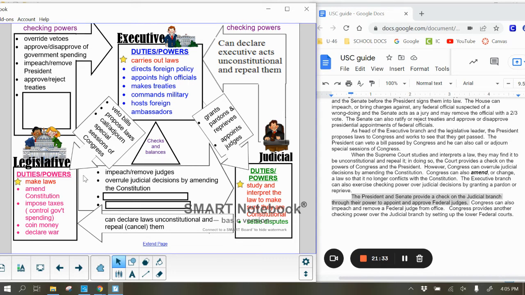And then the legislative branch can approve or disapprove of those federal judges. So this is going to go in two places, because that is a check on the executive branch here, because he's the one that appoints them. So they can approve or disapprove the president's appointment of high officials, specifically judges. But that also means that this is a check on the judicial branch. They can approve or disapprove of judges.